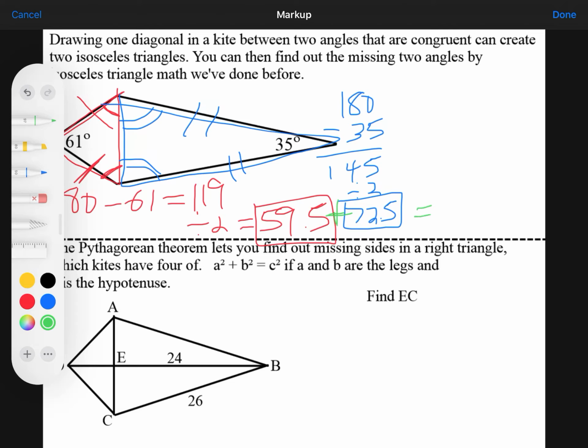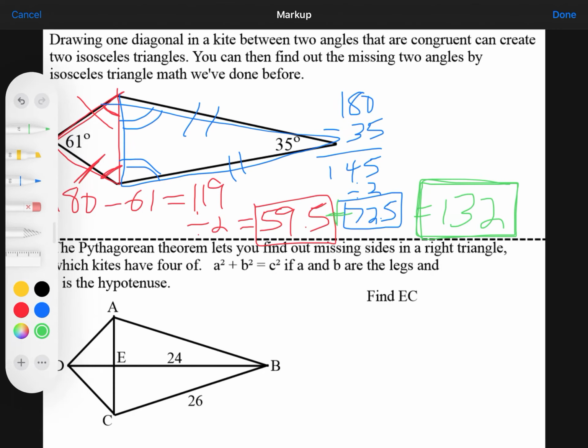And I know it's not wonderfully fun to add two decimals together, but they'll be 0.5s if they're decimals, and they might not be decimals. And it comes out to be 132 exactly as your answer. Not too bad, not too hard.